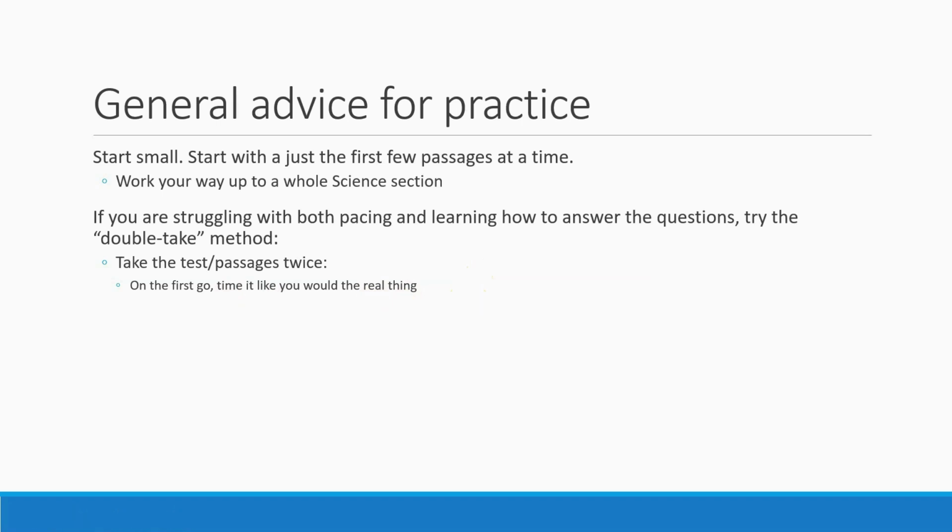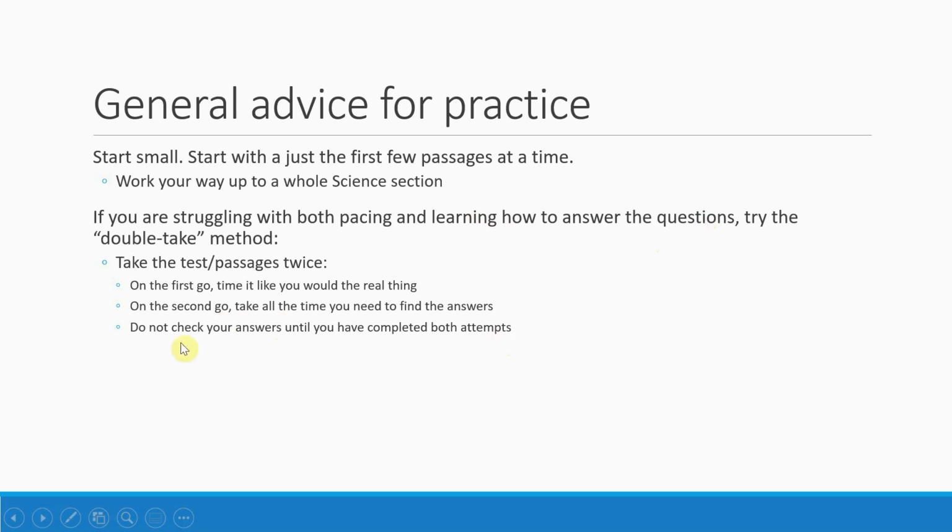So after you do that, before you go and check if your answers were right or wrong, you're going to take it again. And this time, no time limit. Take all the time you need to see if you can figure out, okay, what were they really asking for here, and try again. That can help you with the learning how to answer the questions portion. Again, don't check your answers until you've completed both attempts because you really want to practice breaking down those questions and getting to the answers.